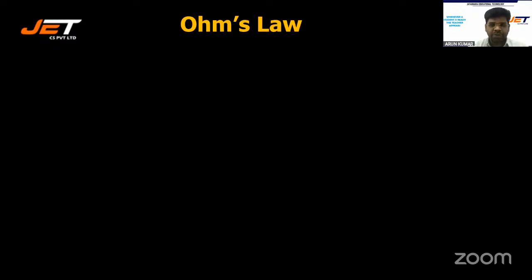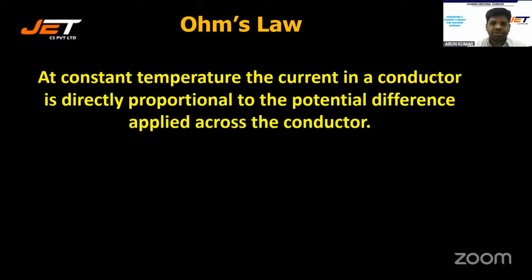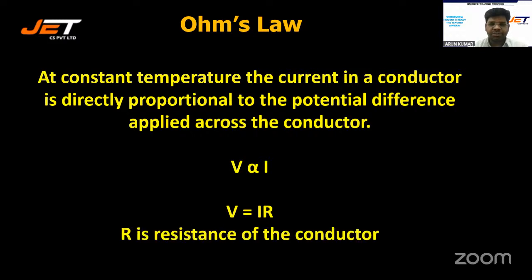Let's see what is Ohm's law. It states that at constant temperature, the current in a conductor is directly proportional to the potential difference applied across the conductor. Mathematically, V is proportional to I. So V is equal to IR. If I remove the proportionality, the proportionality constant comes out to be R, where R is the resistance of the conductor. All right. So that is Ohm's law.